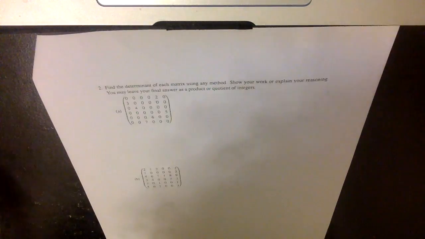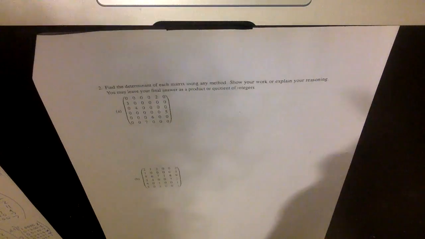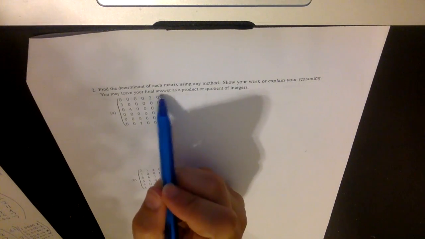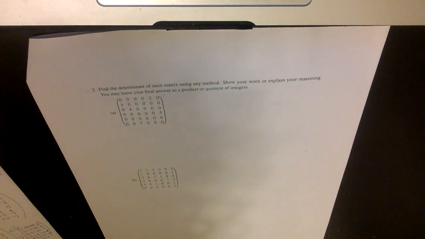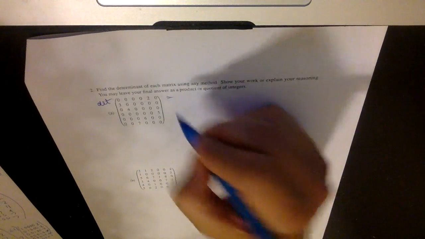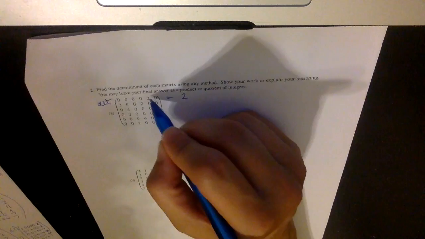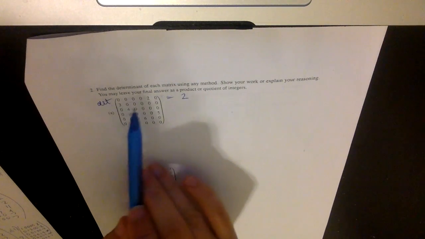So let's just use cofactor expansion for the practice. Let's look for a row that has a lot of zeros. Well, all of the rows have a lot of zeros. The first row has only one non-zero entry, so let's expand about that. So the determinant of this matrix is 2, so we take this 2. Now we're going to take -1 to the 1 plus 5.